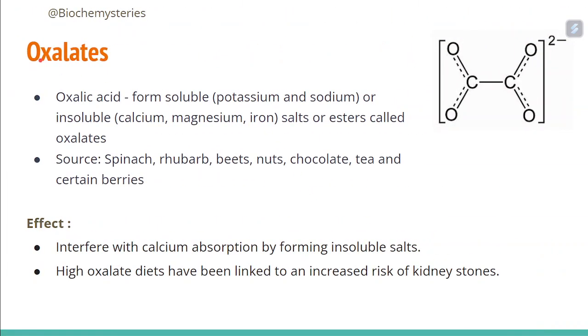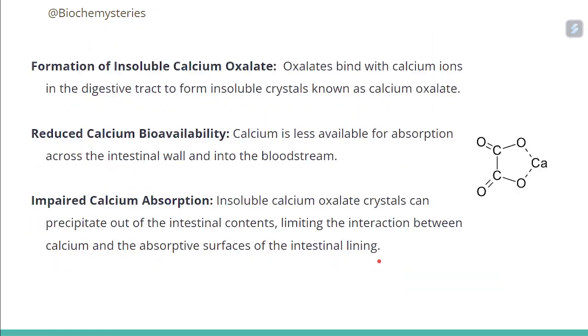Now let's talk of oxalates. Oxalates are very similar to phytates, but the only difference is they form insoluble salts, calcium oxalates, which are very prominent because they have a high risk of producing kidney stones. Sources are spinach, rhubarb, beets, nuts, chocolates, etc. The prominent effect is that it will interfere with calcium absorption by forming insoluble salts, and if these calcium oxalate crystals are formed in large quantities, it will increase the risk of kidney stones.